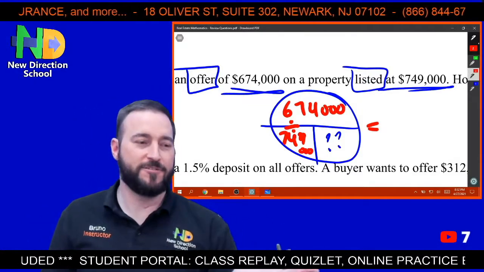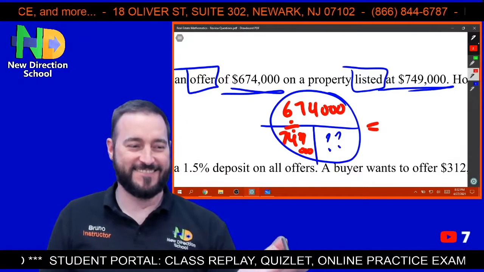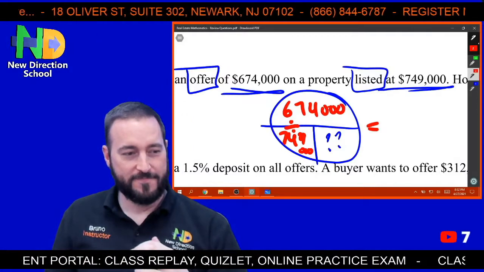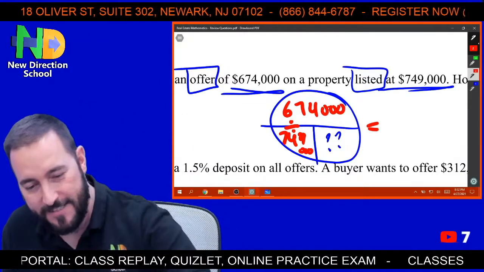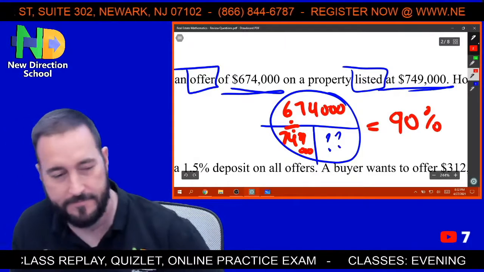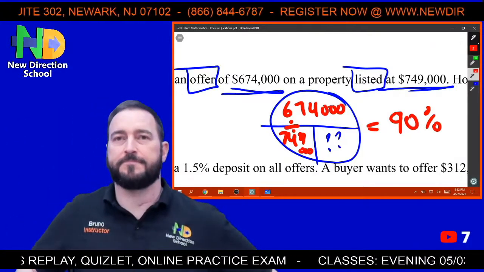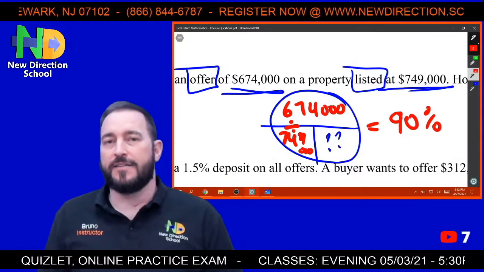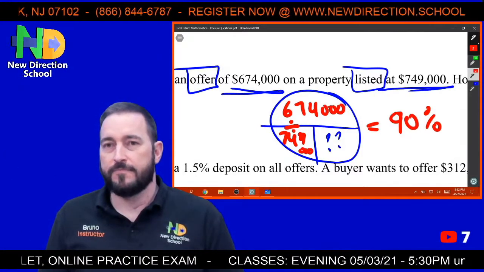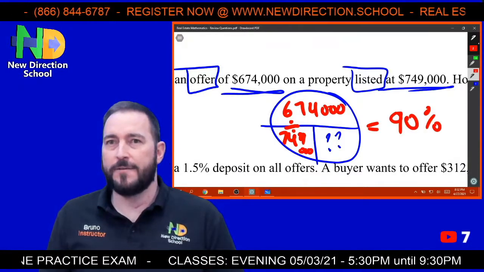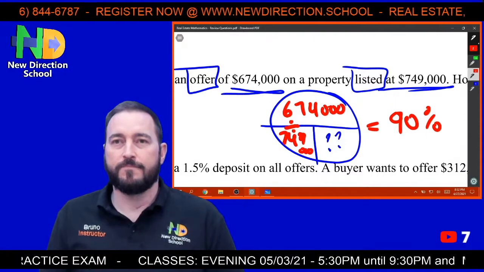Come on, Marlon. I thought you had the answer already. 89.9. Yep. In this case, I'm going to round it up real quick. 90%. Okay, that would be the answer in the exam, unfortunately. But 90%. That's it. You got it? Was it that hard?